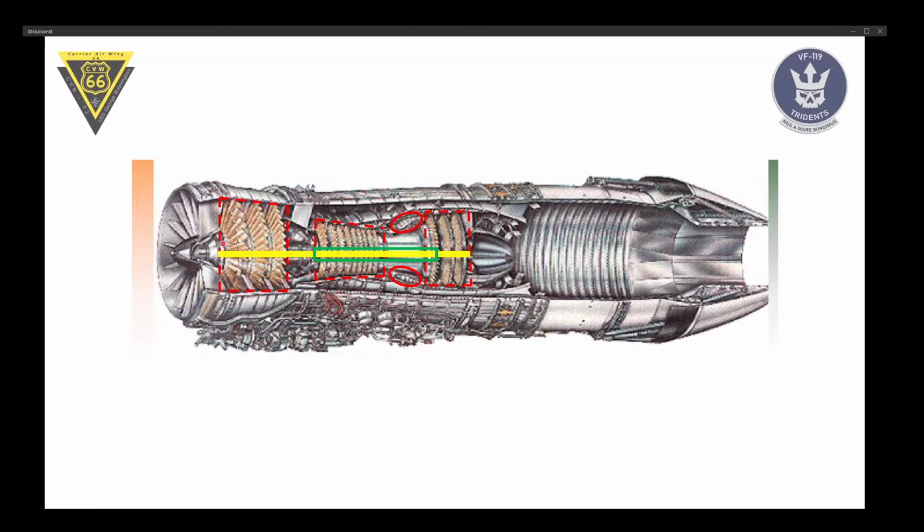Especially at idle, this may run at something like 20%, while this will be 70%, and as you approach mil power, they're both going to go to 100%, which still doesn't mean that the RPMs are equal. I think this one turns a lot faster than the LPC.